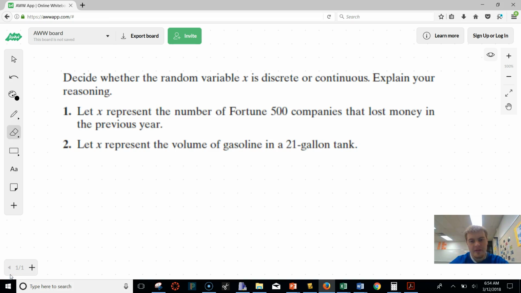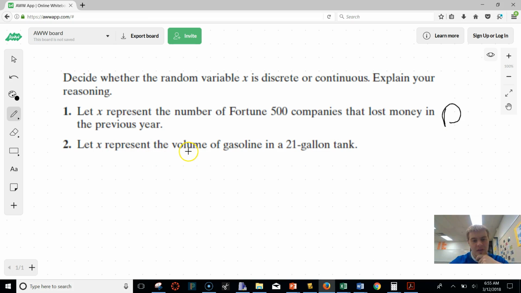So we have two data sets, and we're going to decide if they're discrete or continuous. The first one says, let X represent the number of Fortune 500 companies that have lost money in the previous year. And that is a discrete event. The reason why that is a discrete event is because there's only a certain number of companies that could have lost money. That's going to be a countable number, like there might be 10 companies that lost money, or 100, but that is going to be a discrete or countable number. Like you could take all the companies and count them up on your fingers.